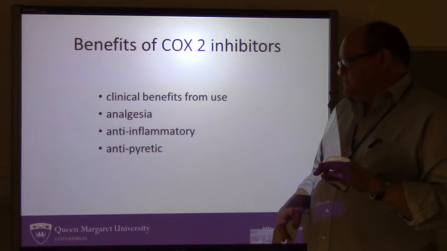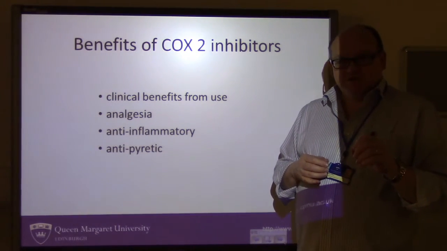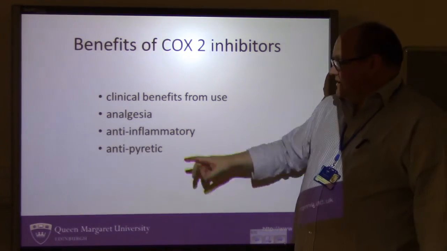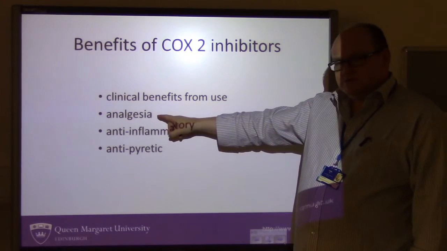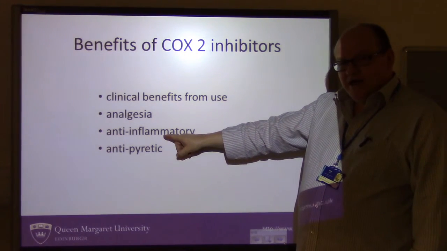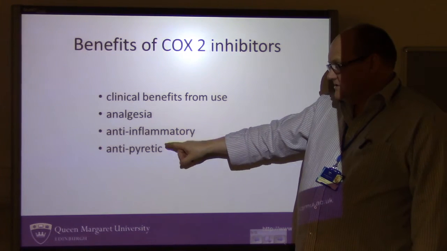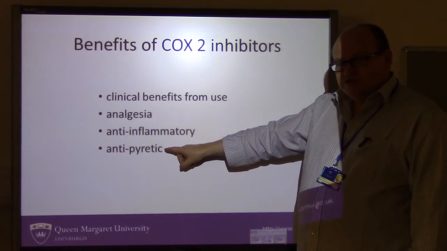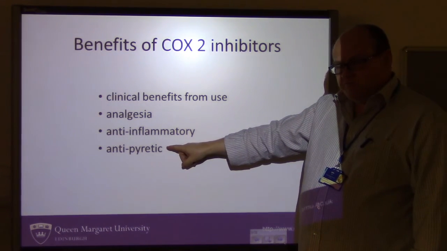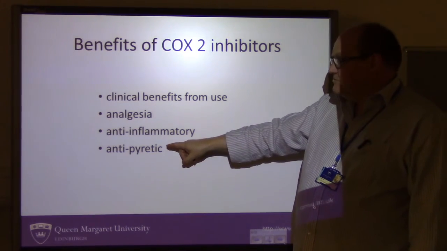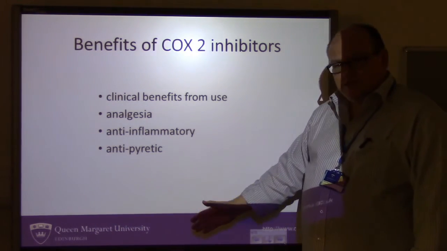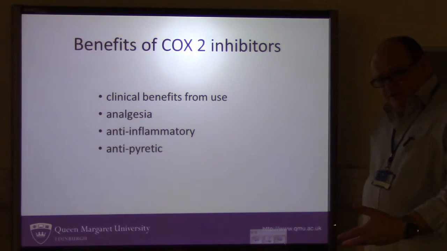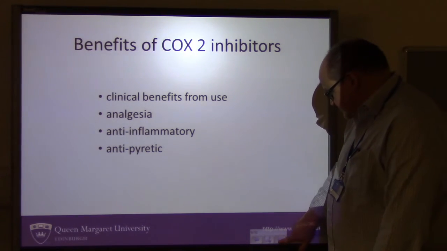And that's because the prostaglandins that are being produced are sensitizing the nociceptors, activating inflammatory mediators, and readjusting the thermal set point in the brain. By blocking the prostaglandin production, you get analgesia, anti-inflammatory, and antipyretic actions.